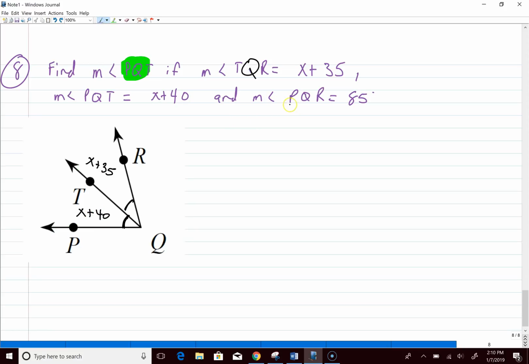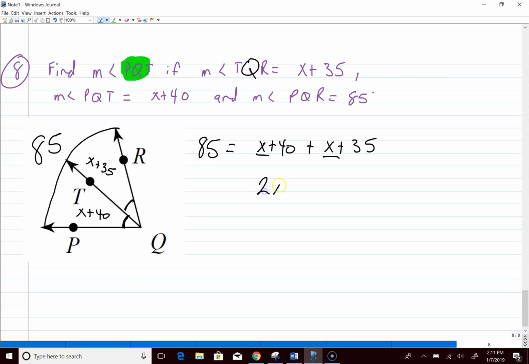And the measure of angle PQR, so from P to Q to R, the whole angle, is 85. So the same thing we've been doing. How do you get the 85 degrees? You add the two smaller angles. So you get 85 when you add x plus 40 and x plus 35. Combine our like terms. We have x and x. X plus x is 2x. 40 plus 35 is 75. Bring down the 85.